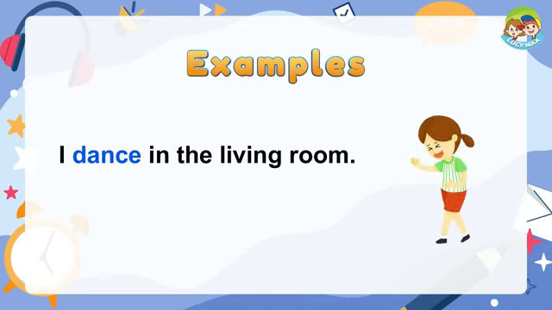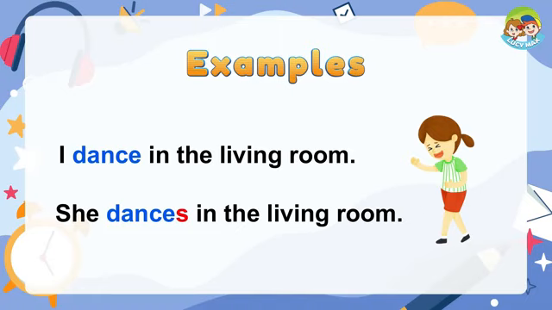I dance in the living room. The word dance is a verb. There is no S because the pronoun is I. She dances in the living room. Dances has an S because the pronoun is she. She dances.